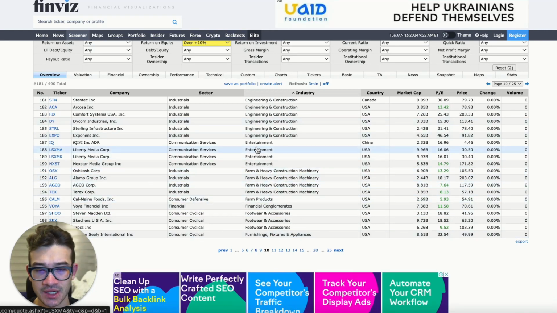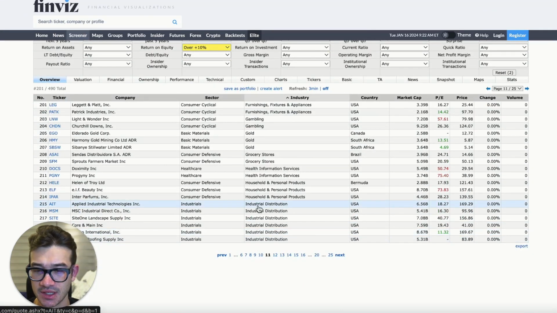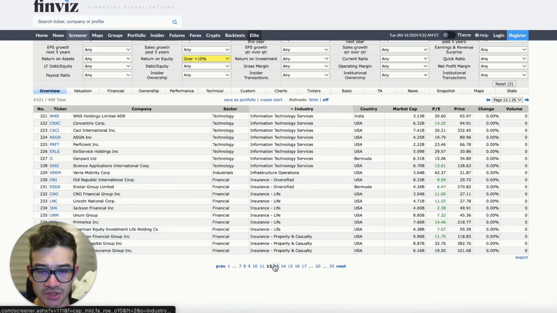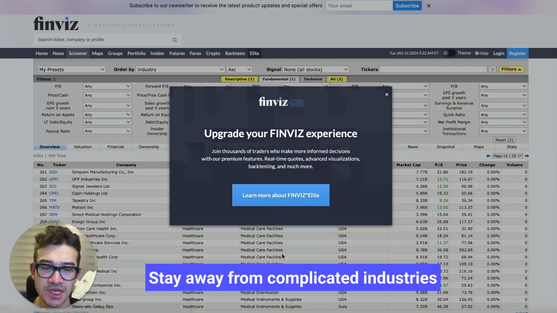Farm, no, I'm not really interested in that. Engineering, construction, I have no idea how to value those things. Personal beauty, no, not so much. Distribution and insurance, I tend to stay far away from. So it really depends on what you're interested in. I tend to stay away from any of these complicated industries.